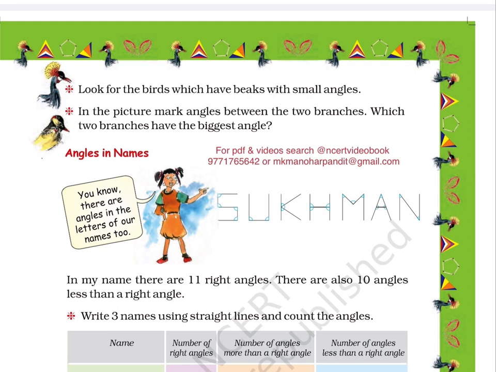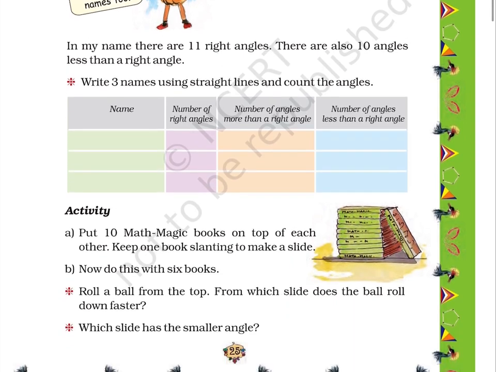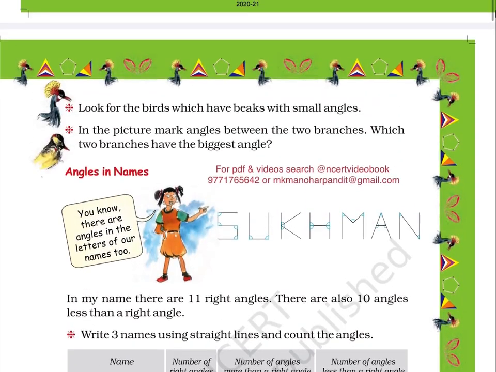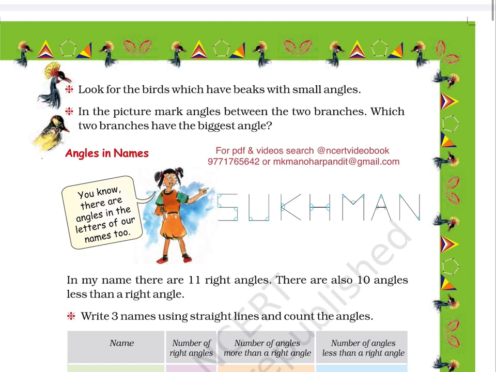The name reads Sukhman, and the girl tells us, "You know, there are angles in the letters of our names too. In my name there are 11 right angles. There are also 10 angles less than a right angle." Observing the name carefully, we see all the angles marked clearly.